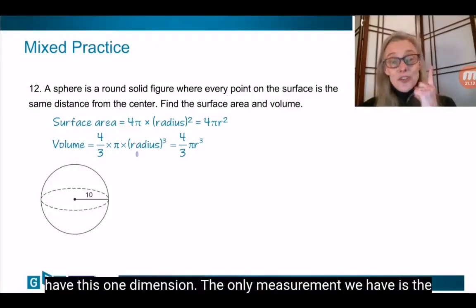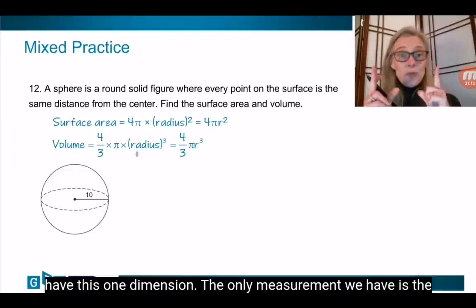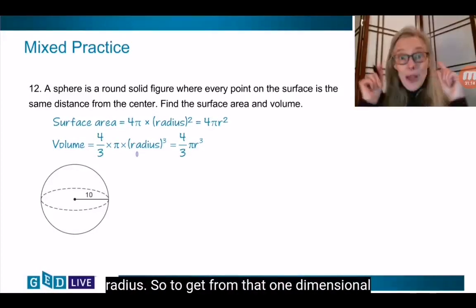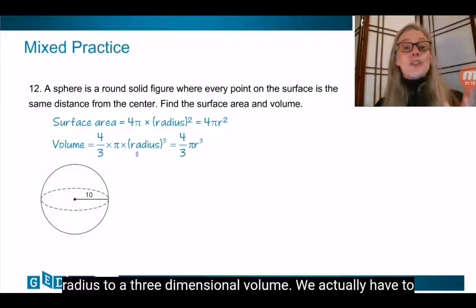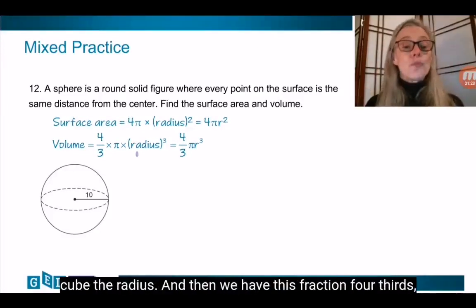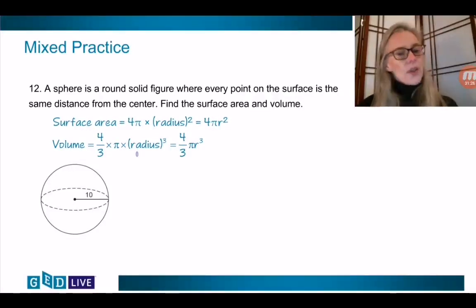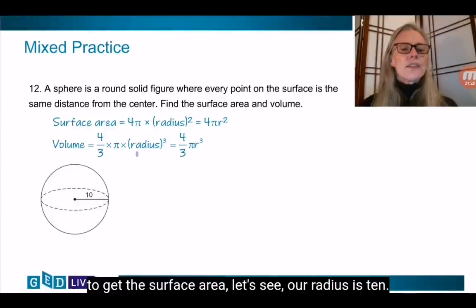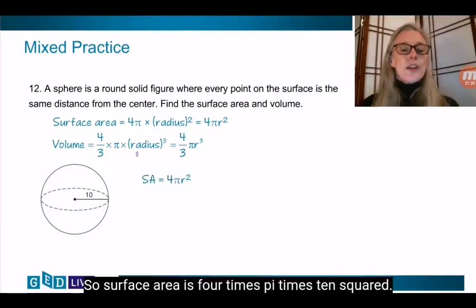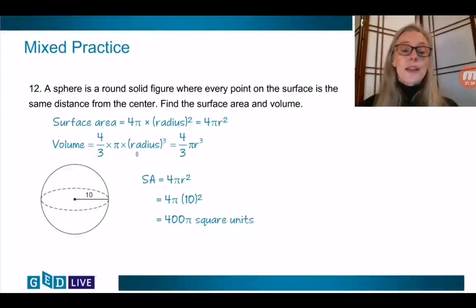So here we just have this one dimension. The only measurement we have is the radius. So to get from that one-dimensional radius to a 3-dimensional volume, we actually have to cube the radius. And then we have this fraction 4/3. It's also part of our formula. So to get the surface area, let's see, our radius is 10. So surface area is 4 times pi times 10 squared. Well, that's just 400 pi.